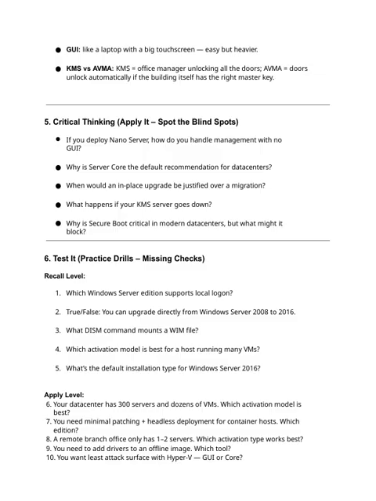Now, applying this knowledge, if your data center has 300 servers and dozens of VMs, which activation model is best? KMS, because it scales well and reduces management overhead. You need minimal patching and headless deployment for container hosts. What edition? Windows Server Core, for its security and lightweight footprint.